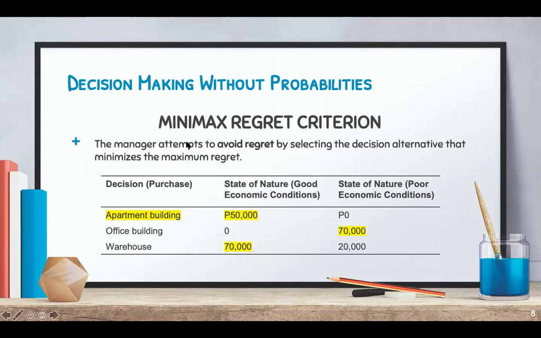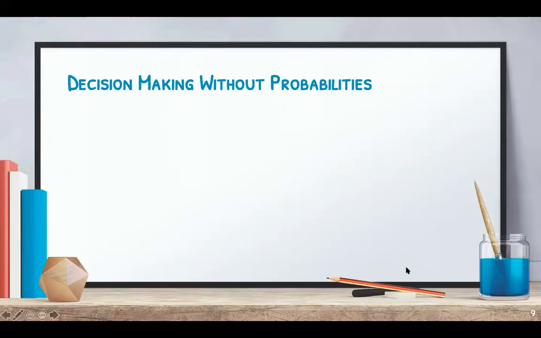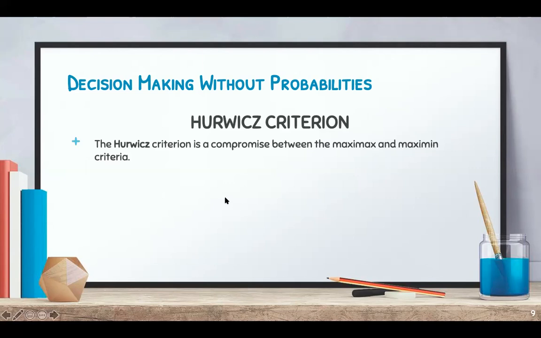So that is for the minimax regret criterion. Okay, next. Now we will have Halwicz criterion. The Halwicz criterion is a compromise between the maximax and the maximin criteria. In this criterion, we will compute a coefficient of optimism or alpha. This is the measure of the decision maker's optimism.